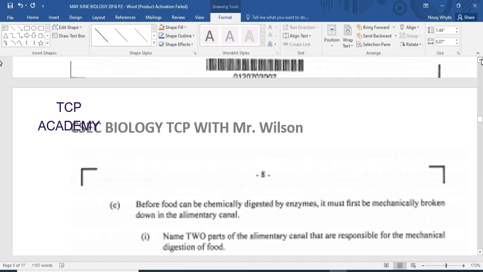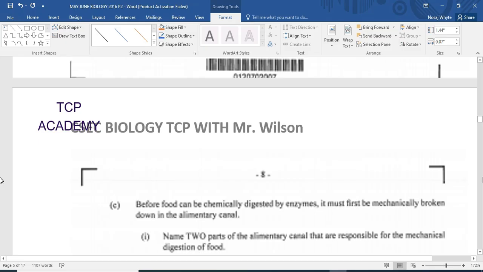Before food can be chemically digested by enzyme, it must first be mechanically broken down in the alimentary canal. Now here you're supposed to name 2 parts of the alimentary canal that are responsible for the mechanical digestion of the food. Now 2 parts, most persons will pop up very quickly. One, they're going to talk about the mouth and the teeth, and they're going to talk about the stomach as the stomach is doing churning.